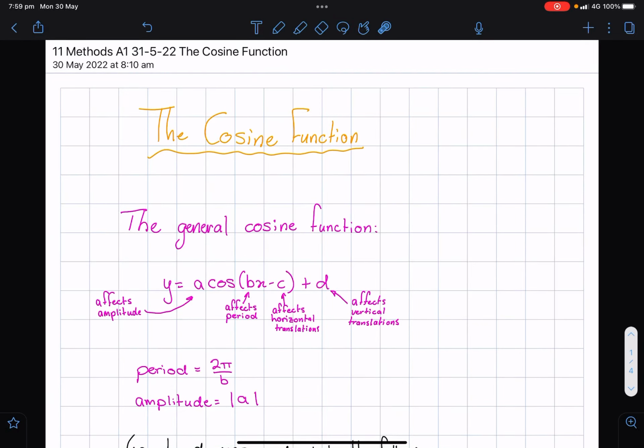So today we're going to continue on with our periodic function work. In the last video we looked at the sine function, and now today we're going to look at its sort of counterpart, the cosine function.